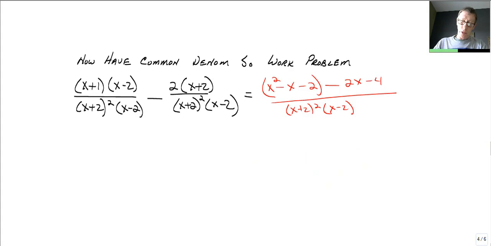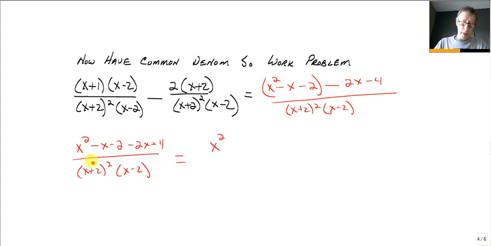Okay, now let's work on this a little bit more. I'm going to have x squared minus x minus 2 minus 2x minus 4 all over x plus 2 squared times x minus 2. Simplifying the numerator, I'm going to have x squared. I have a minus x minus 2x, and I have a minus 2 and a minus 4. That'll be a minus 6.